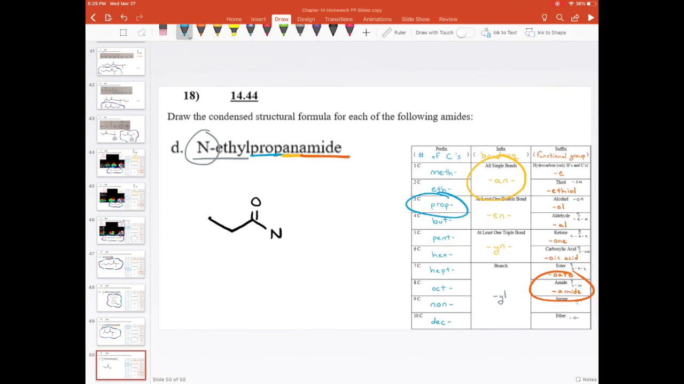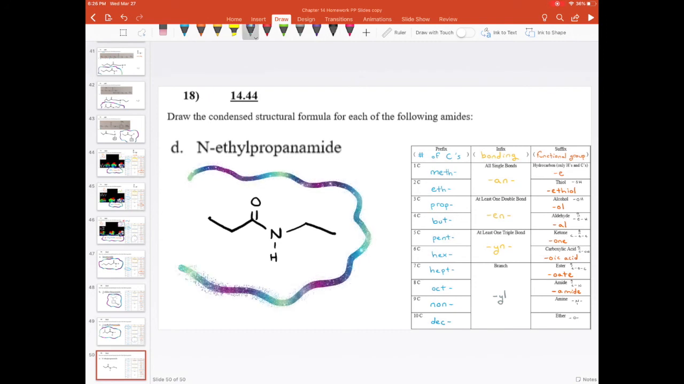So this branch is going to be attached to the nitrogen. The prefix is eth, and so the branch is going to have 2 carbons, so 1, 2, coming off of the nitrogen. Other than that, it's a branch because it ends in YL. So we know nitrogen needs 3 bonds. Only 2 are drawn, so we draw another hydrogen in, and otherwise that is N-ethyl propanamide.